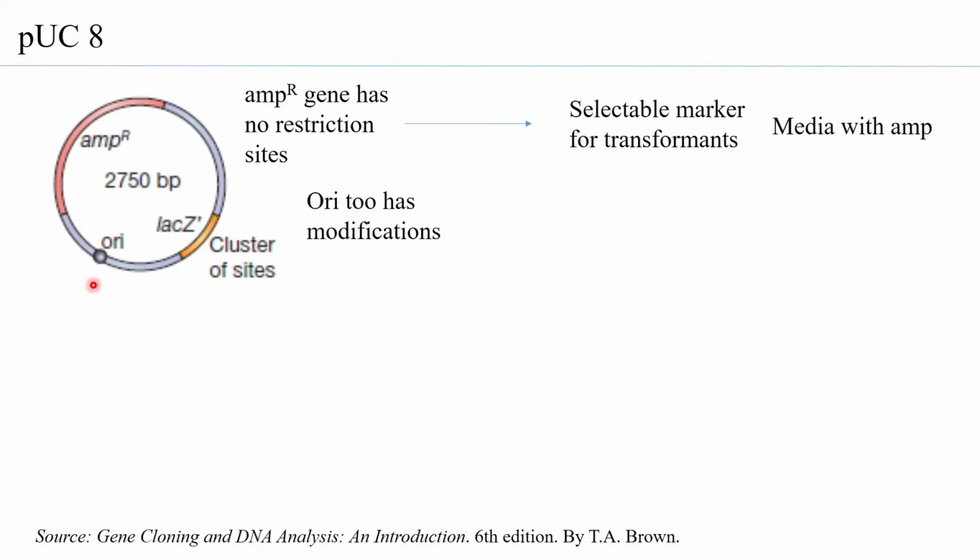Now, the origin of replication too has been modified, although this origin of replication has been retained from pBR322. These modifications have led to a higher yield of the plasmid. So you get a higher copy number of plasmid. What is observed is that 500 to 700 copies per cell are made. So one can easily imagine that the amplification of the gene of interest within pUC8 can be much more than what is observed in pBR322. So this is again an interesting facet of pUC8.